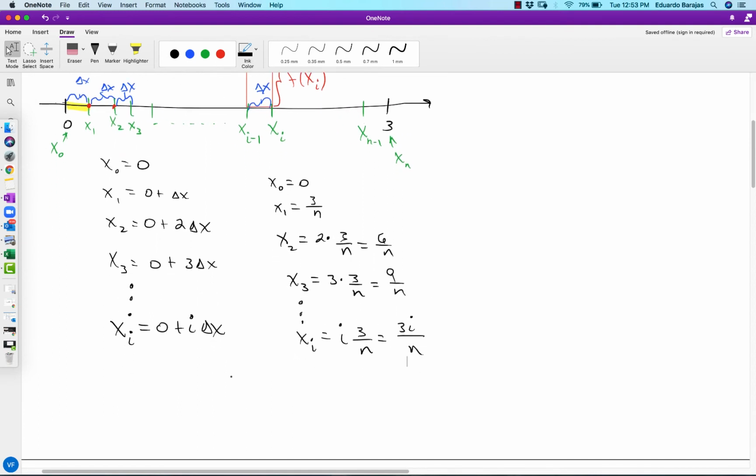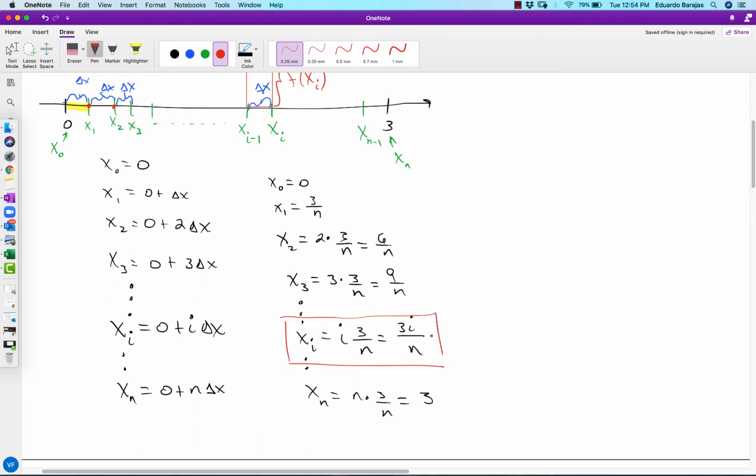Okay, and if we kept going through that pattern, obviously then, dot, dot, dot, eventually we reach the nth one, which would be 0 plus n multiples of delta x, and x sub n over here would be n times 3 over n, and of course the n's cancel to give us exactly what we would expect. The nth value is equal to 3. Okay, but the one I'm really interested in is going to be the ith one, right? Because we want to establish a pattern. And so that's what I'm going to use. 3i over n as the input value in my Riemann sum.